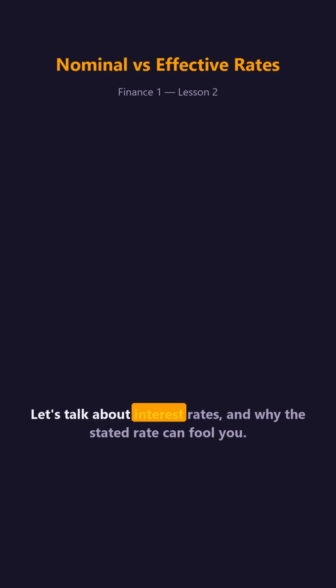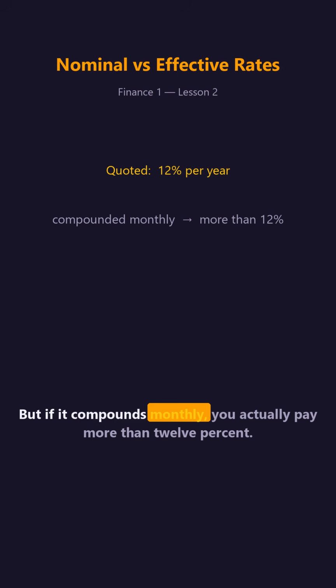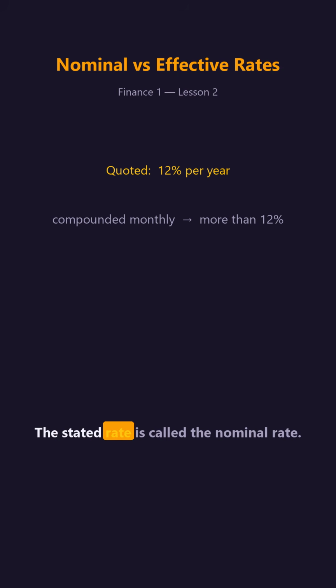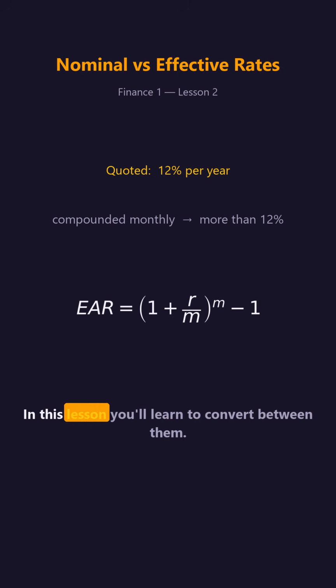Let's talk about interest rates and why the stated rate can fool you. A bank may quote 12% per year. But if it compounds monthly, you actually pay more than 12%. The stated rate is called the nominal rate. The true annual rate is called the effective rate. In this lesson you'll learn to convert between them.